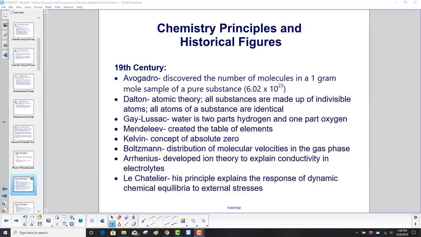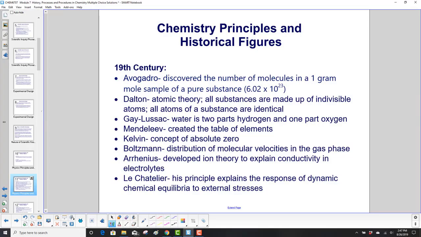In the 19th century, Avogadro, of Avogadro's number fame, discovered that the number of molecules in a gram-mole sample of a pure substance is 6.02 times 10 to the 23rd. Dalton, atomic theory: all substances are made up of indivisible atoms, can't be split into anything further, no constituents inside the atom. All atoms of a substance are identical. Gay-Lussac: water is 2 parts hydrogen and 1 part oxygen.